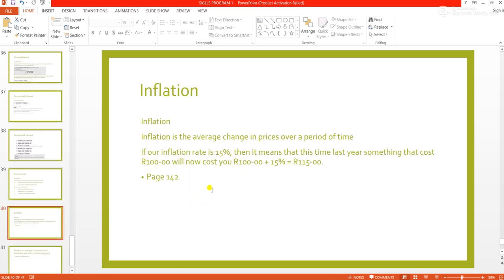And also you've got inflation. Inflation is the average change in prices over a period of time. If our inflation rate is 15%, then it means that this time last year something that cost 100 rand will now cost 100 rand plus 15%, which will be 115. So this is what inflation is all about.